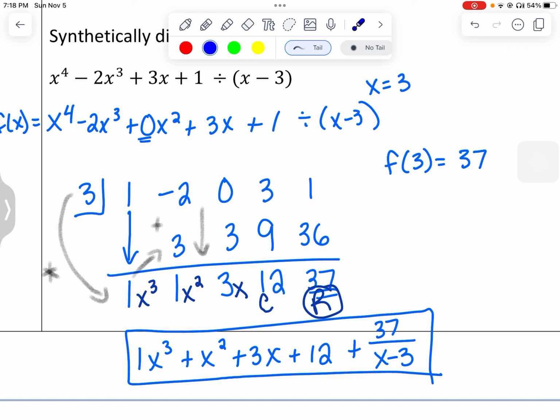And then if you just wanted synthetic substitution, that's where you plug in 3 for the function, and the last number you get is your answer.